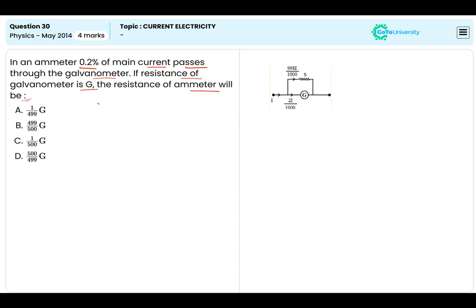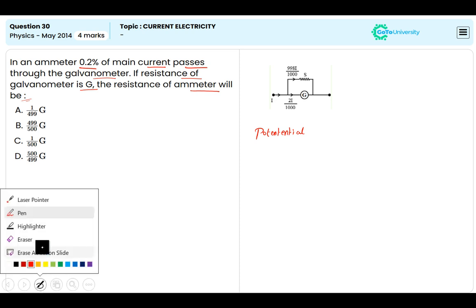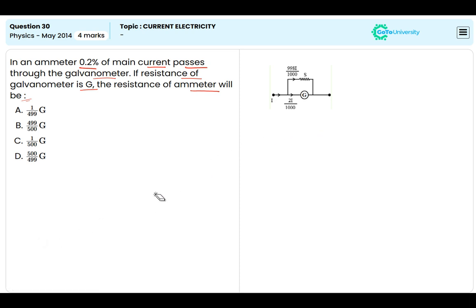Okay, so from the circuit diagram, the potential difference is the same across both the resistances. From the circuit diagram, we can say the potential difference is the same in both the resistances.